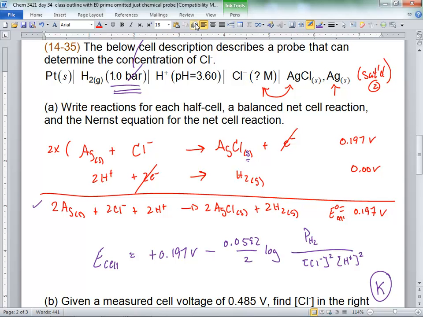pH2, oh, I got to erase that. Zach pointed that out for me. All right? Okay.